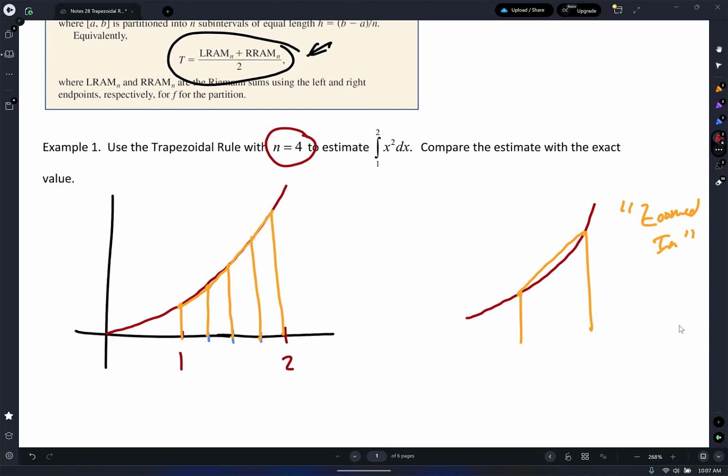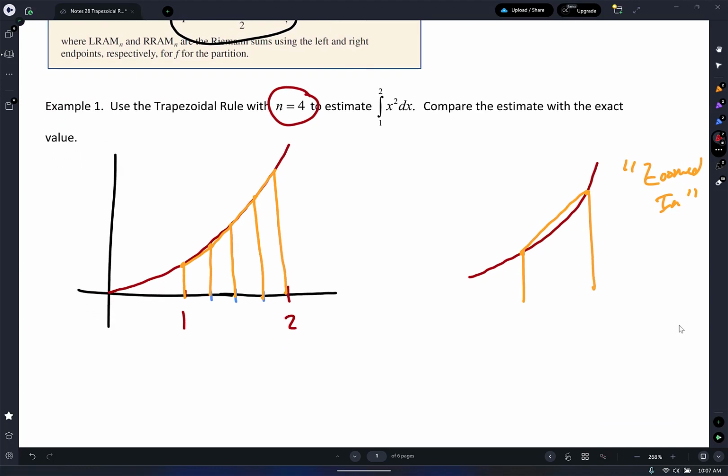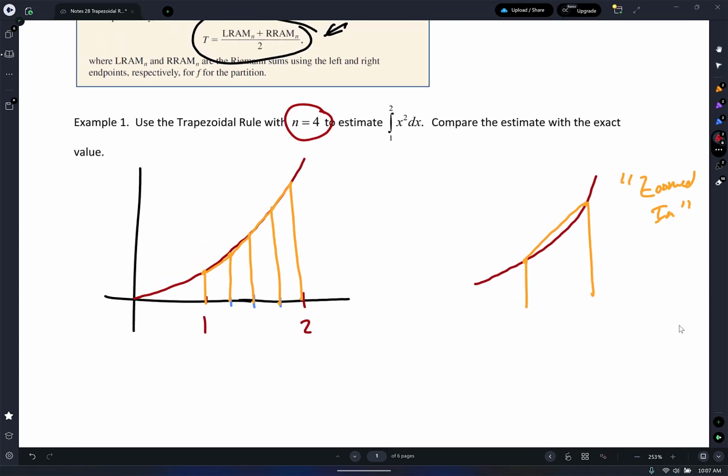Let's find the area of this trapezoid. We can use the formula if you want. The height, I guess this is my height. So I'm going to write delta x is equal to my height, which equals 2 minus 1 divided by 4. Does everyone know where I'm getting that? And that's going to be 1/4. 1 to 1.5. Yep. Cool or not cool?